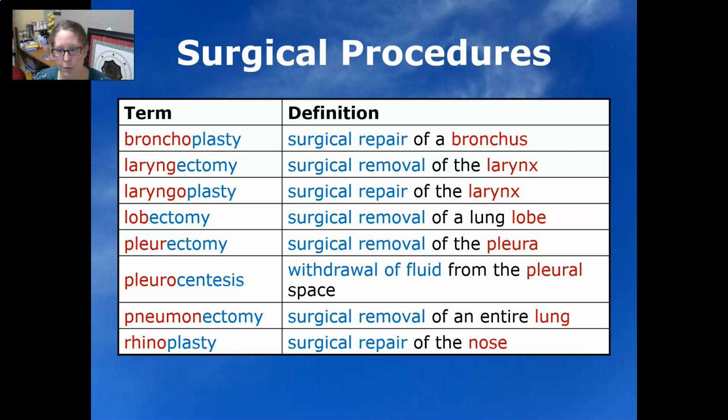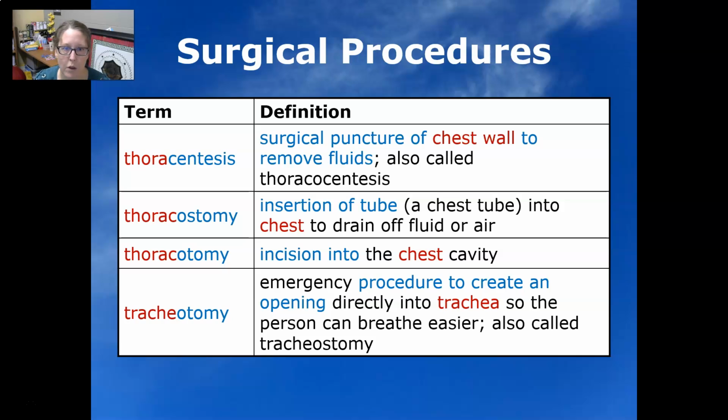Pleurocentesis is the withdrawal of fluid from the pleural space to relieve some pressure from that fluid accumulating there. Pneumonectomy is a surgical removal of an entire lung. Rhinoplasty is a surgical repair of the nose. Thoracentesis is the surgical puncture of the chest wall to remove fluid, also called thoracocentesis.